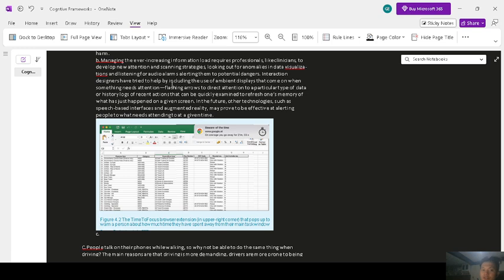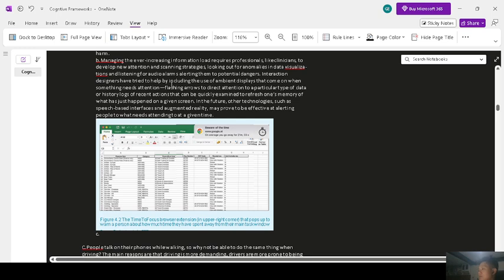Interaction designers have tried to help by including the use of ambient displays that come on when something needs attention, flashing arrows to direct attention to a particular type of data, or history logs of recent actions that can be quickly examined to refresh one's memory of what just happened on a given screen. Another thing about this is memory, so we will discuss that later. But basically, these flashing arrows direct attention to a particular type of data or history logs, to be able to make sense of the information that you need for that particular task better.